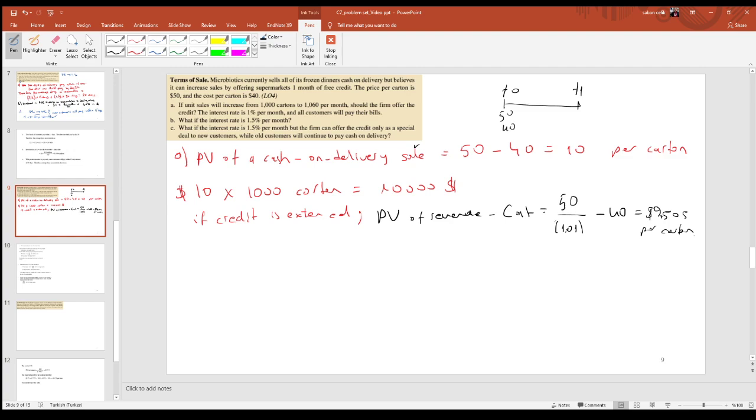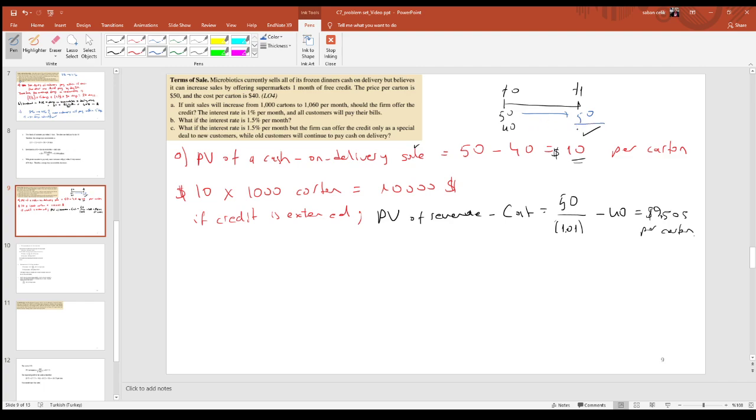So your cost is activated here. You realize your cost at T0. That's why you just subtract 40 from 50, so you get $10. This is in dollar terms, $10 per carton. In the second case, if you use the credit option, the customer will pay this 50 at T1. So you need to discount this to the present.